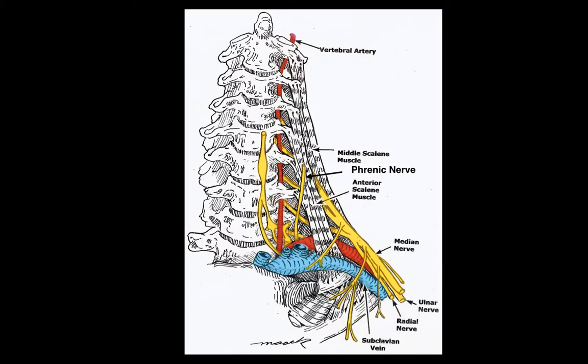The position of the phrenic nerve in the interscalene groove at the level of C6 makes it vulnerable to injury during a traditional approach to the brachial plexus when needle insertion is performed in this groove between the anterior and middle scalene muscles.